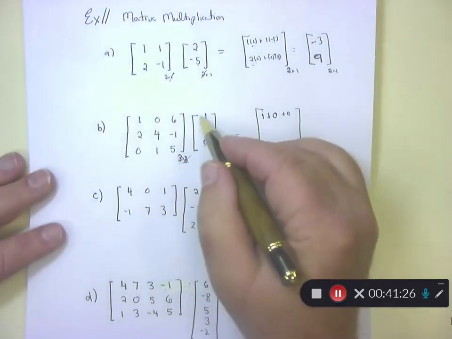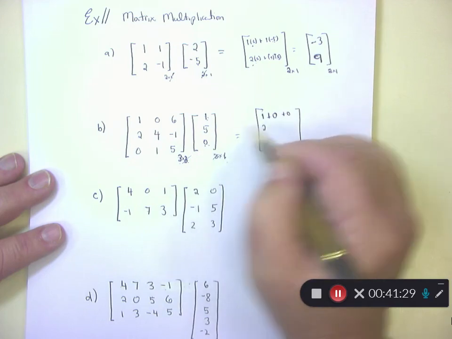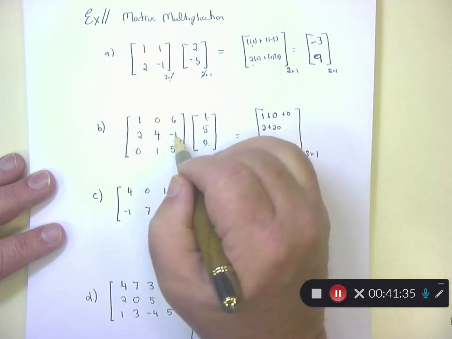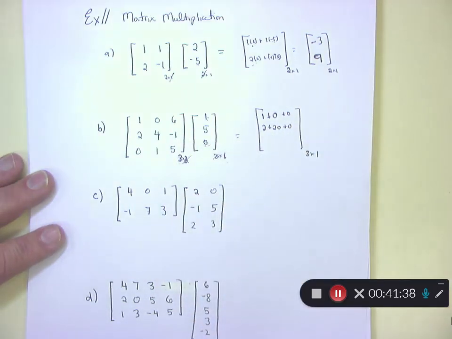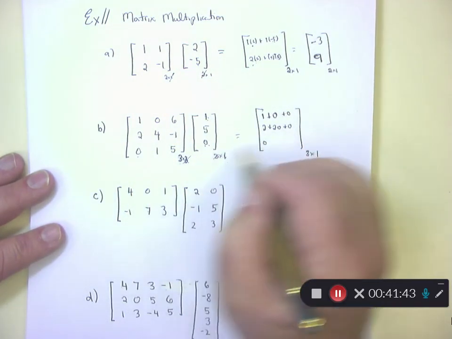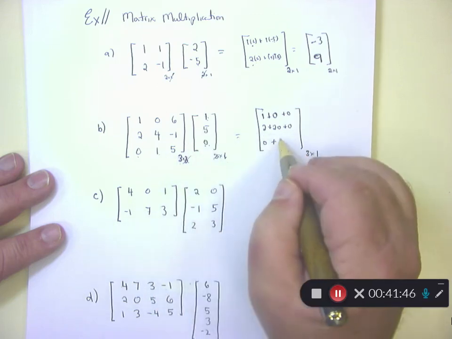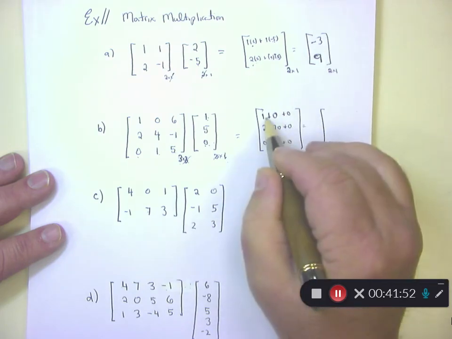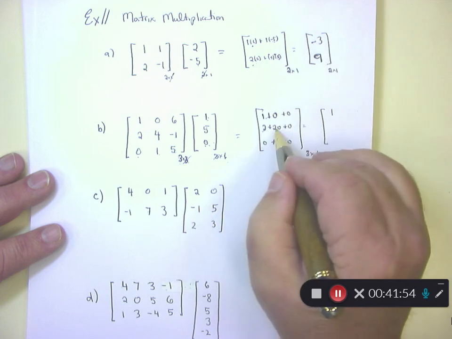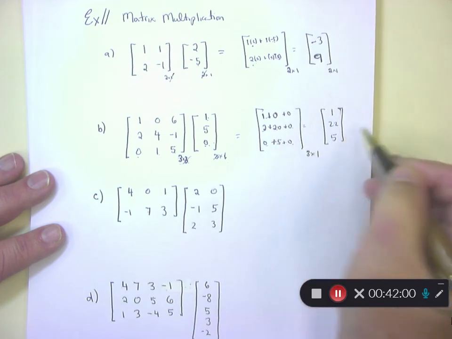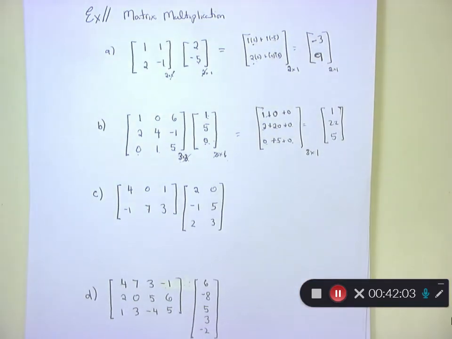Second row, first column. 2 times 1, 2. Plus 4 times 5, 20. Plus -1 times 0 is 0. Third row, first column. 0 times 1 is 0, plus 1 times 5 is 5, plus 5 times 0 is 0. What do I get for my resultant? 1 plus 0 plus 0 is 1. 2 plus 20 plus 0 is 22. 0 plus 5 plus 0 is 5. I get the vector 1, 22, 5. And notice it is 3 by 1. 3 rows, 1 column.